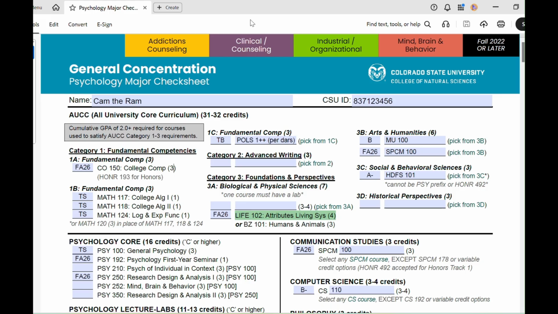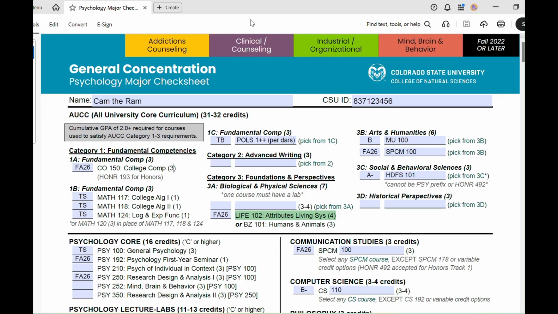Your academic advisor has your electronic curriculum check sheet. If you need your check sheet, please email your academic advisor and they will send you the document. This is an example check sheet for CAM the RAM. If you have any questions about your specific check sheet, please consult with your academic advisor.